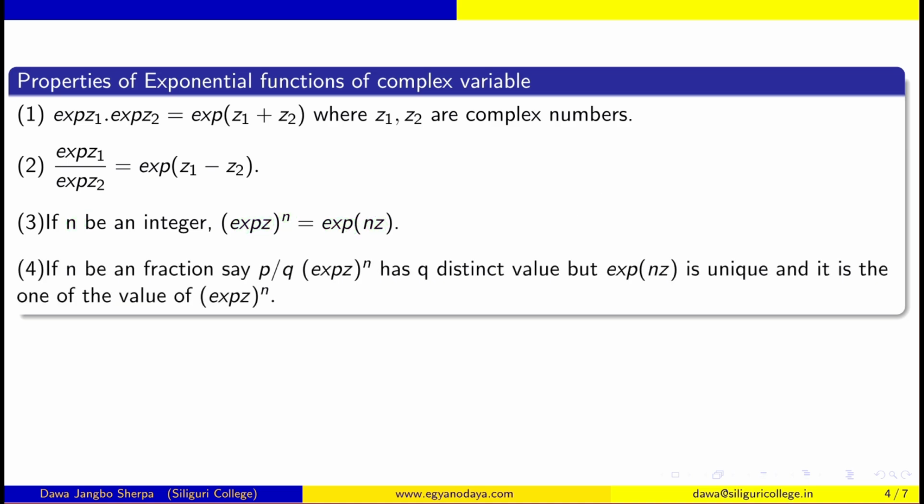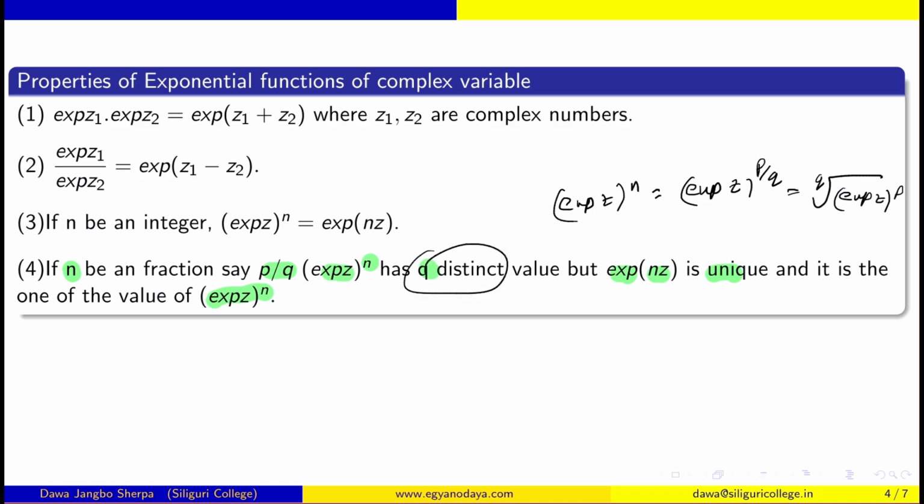Next, let n be a fraction, say p by q. Then (exp z)^n has q distinct values, but exp nz is unique, and it is one of the values of (exp z)^n. Because (exp z)^n can be written as (exp z)^(p/q), which is the qth root of (exp z)^p, it will have q distinct values, and exp nz is unique and is one of these q distinct values.